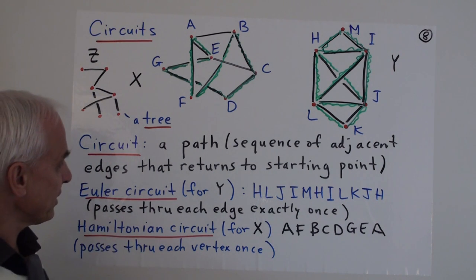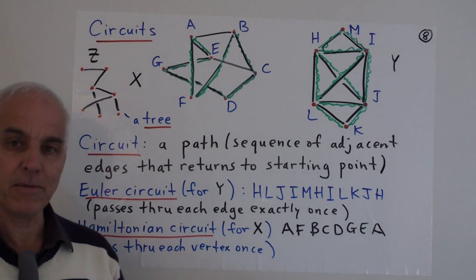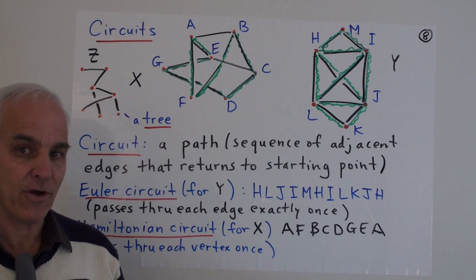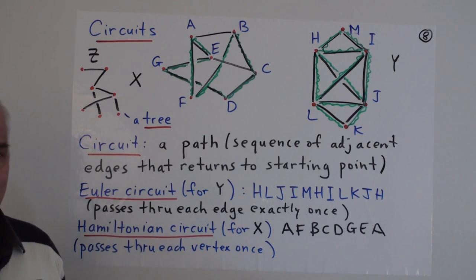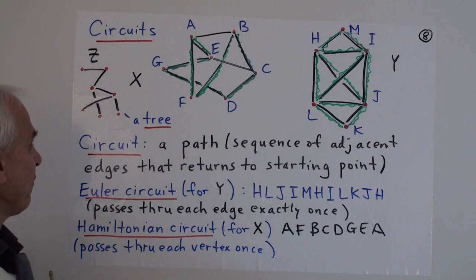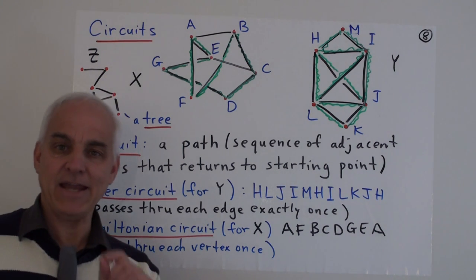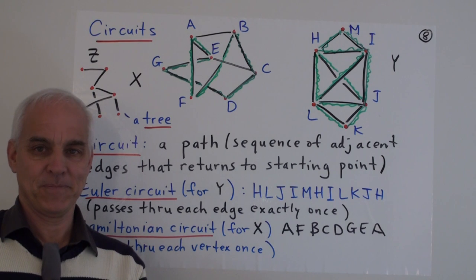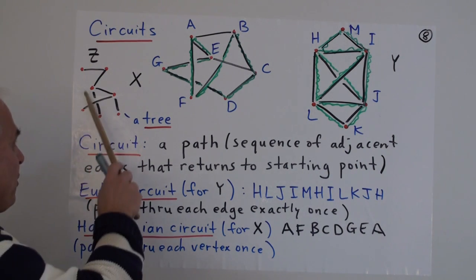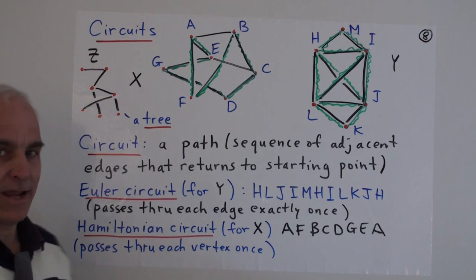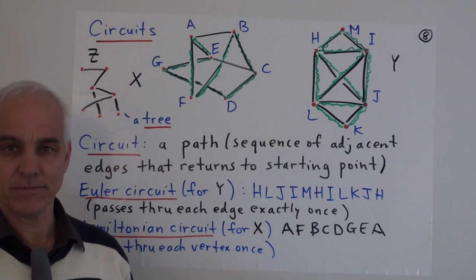Now, the idea of a circuit allows us also to identify a very important subclass of graphs called trees. Here's an example of a tree. It's a very special kind of graph that doesn't have any circuits. There are no circuits in a tree. So there are no closed paths that you can take that will get you back to where you started.